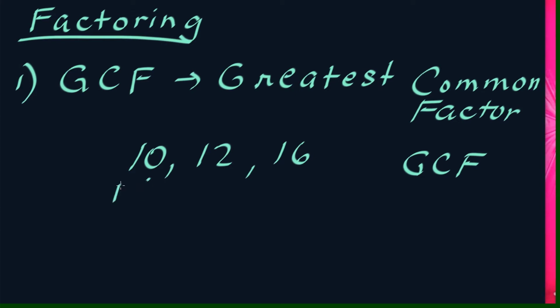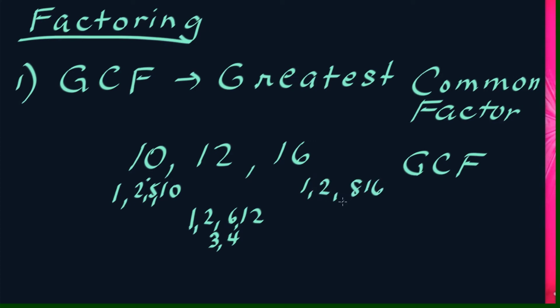So the factors of 10 are what? 1 and 10, 2 and 5, right? Now what about the factors of 12? For 12, we have 1 and 12. Also, we have 2 and 6. Also, we have 3 and 4. So factors are the numbers you multiply together to give you that product, say 12. Now for 16, we have 1 and 16, 2 and 8, and then 4 and 4. So we can just say 4.